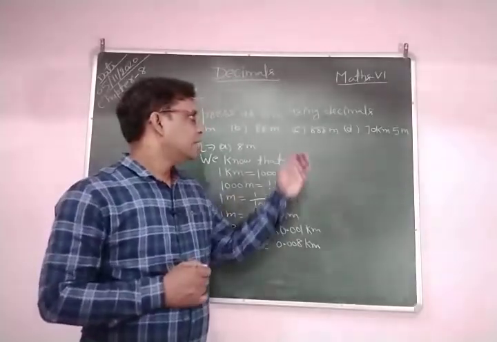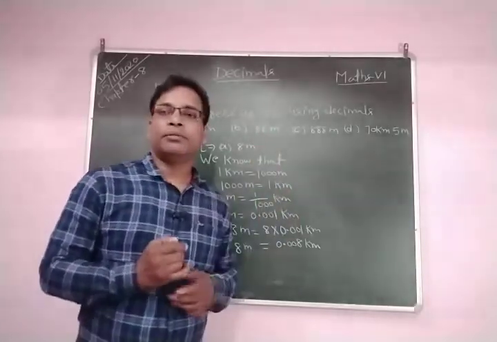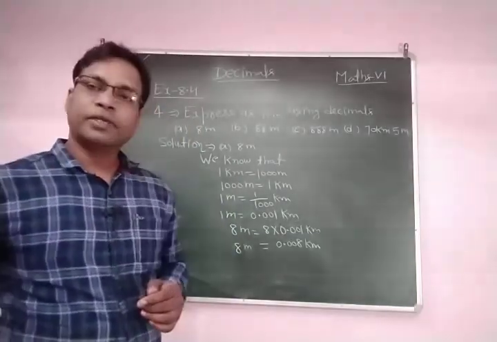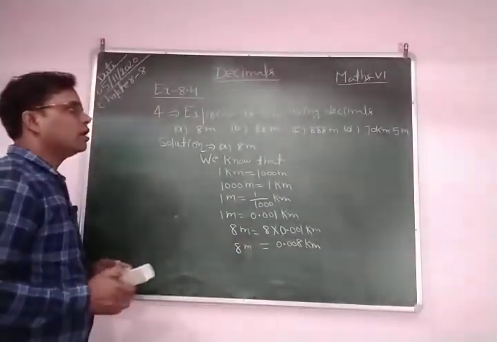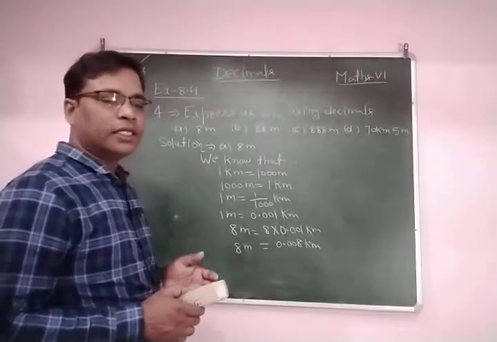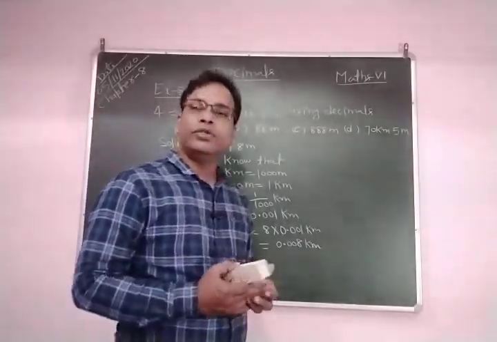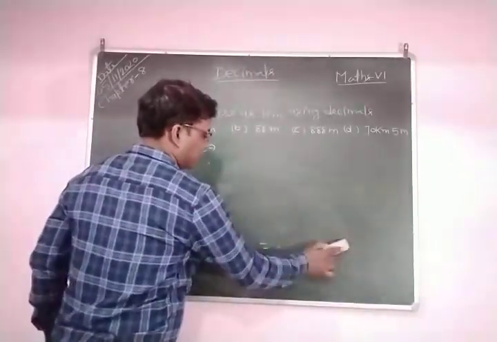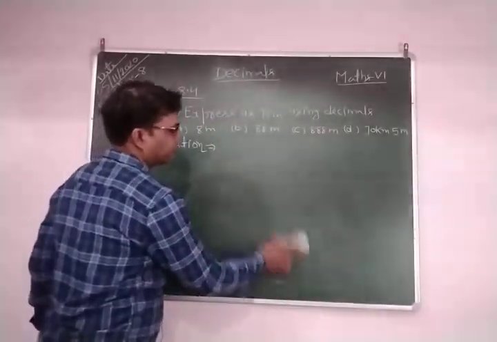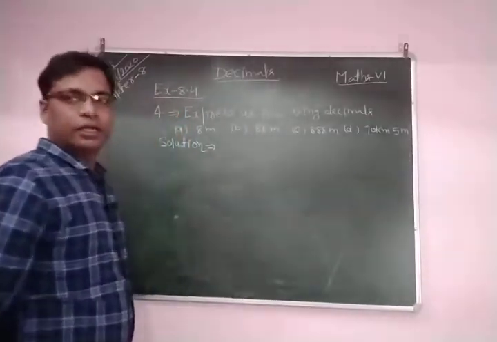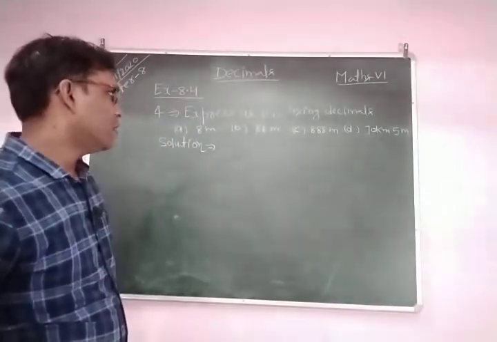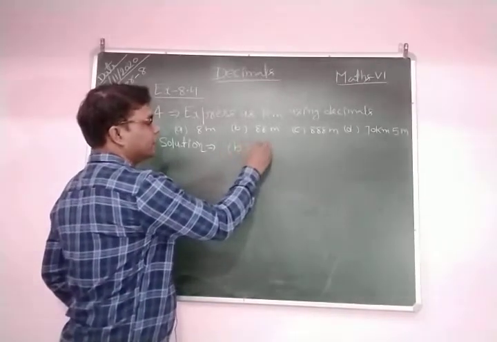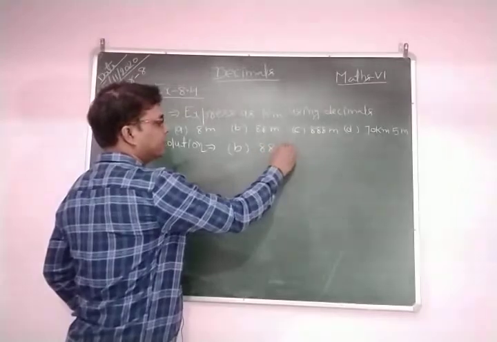So let's see the second part of this question. B part has 88 meters. We need to convert 88 meters into kilometers. So let's see how to express 88 meters as kilometers using decimals. So in this question again we write the relation between meter and kilometers. First here you can write this is 88 meters.